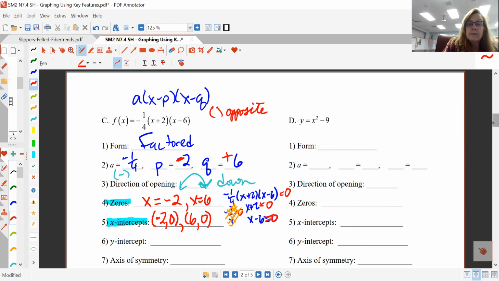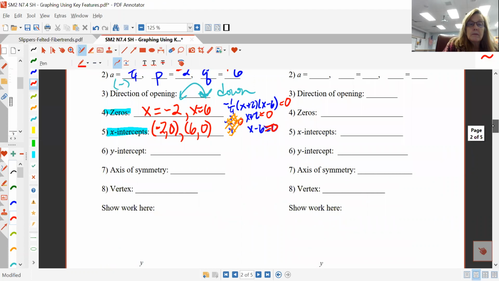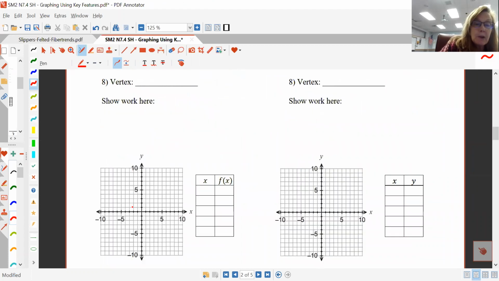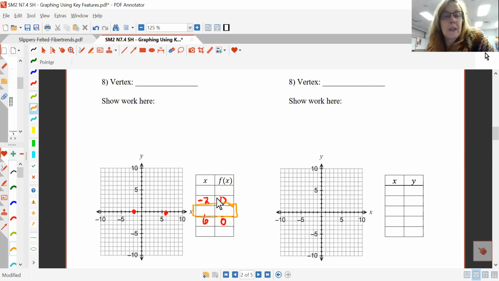So now I'm going to put those points on my graph. So (-2, 0) and (6, 0). Okay, again, I'm leaving this space in the middle blank for my vertex, and I'm writing my paired set above it. So here's my pair of 0, 0. So my pairs are going up and above and below.